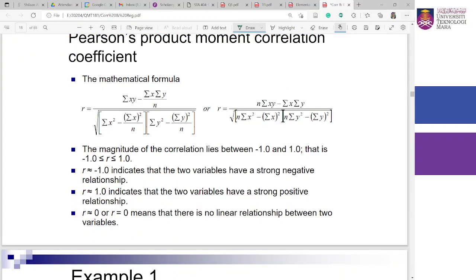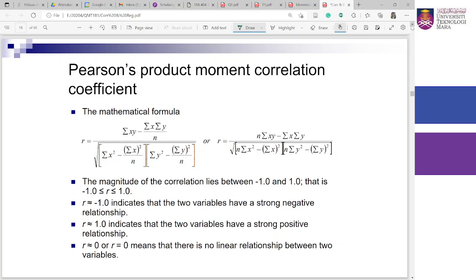The Pearson product moment correlation coefficient is given by this formula. So you can use either one of these formulas. You have the summation of xy minus the summation of x times the summation of y divided by n, and then divided by the whole thing. You can use either the first formula or the second formula. It doesn't matter. Boleh je guna dua-dua sekali.